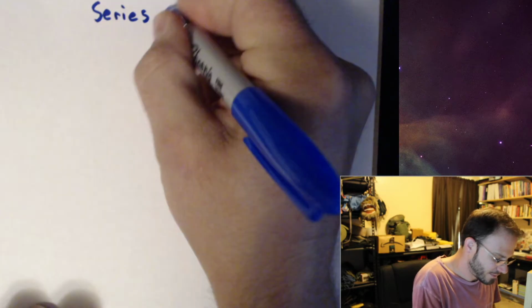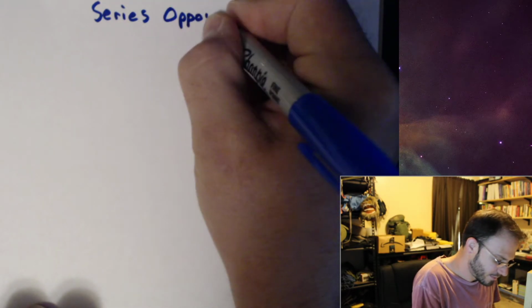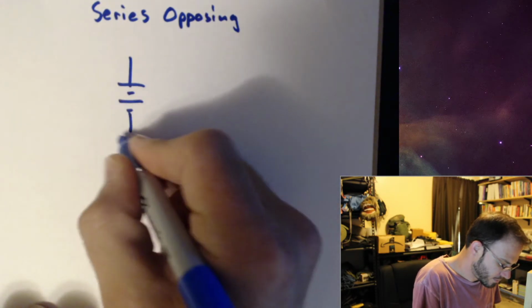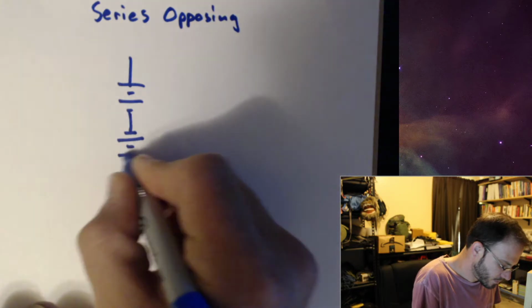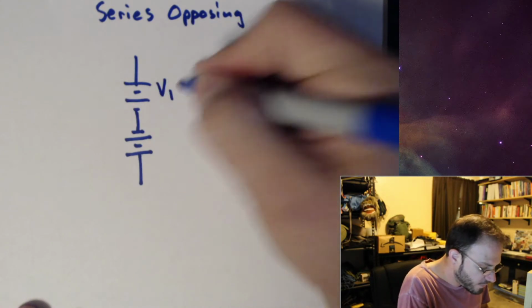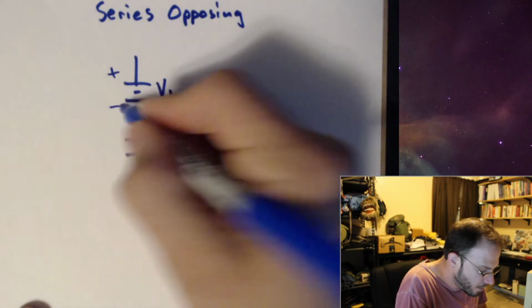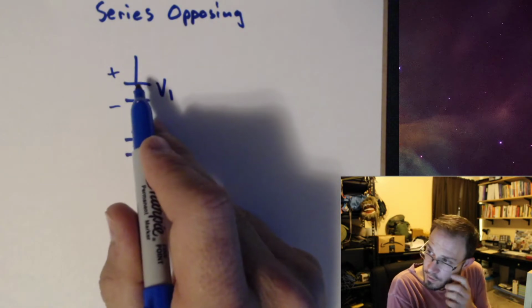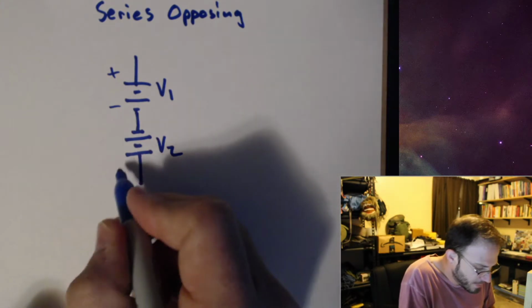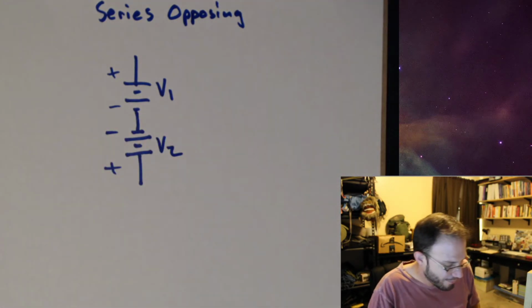I'm going to redraw that. One too many lines. There we go. Okay, so in this case, this first voltage, V1, let's call it, has a plus up here, minus down there. The plus always goes to the larger bar. And for our V2, if you notice, this is now flipped upside down, positive on the bottom, minus at the top.